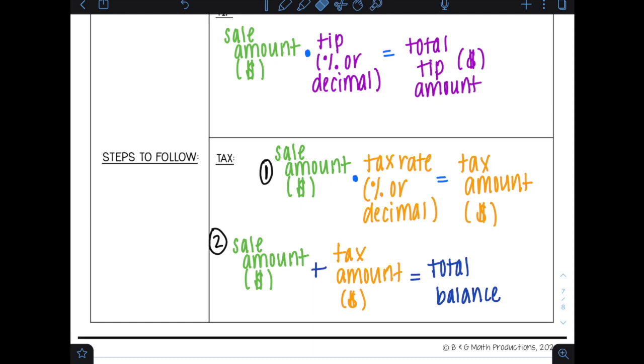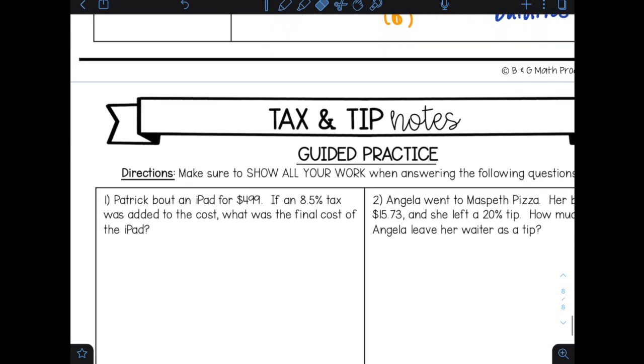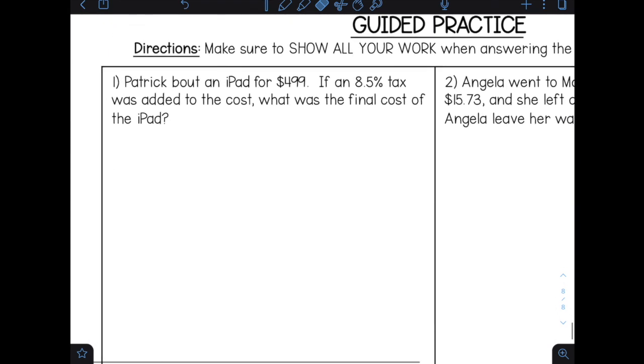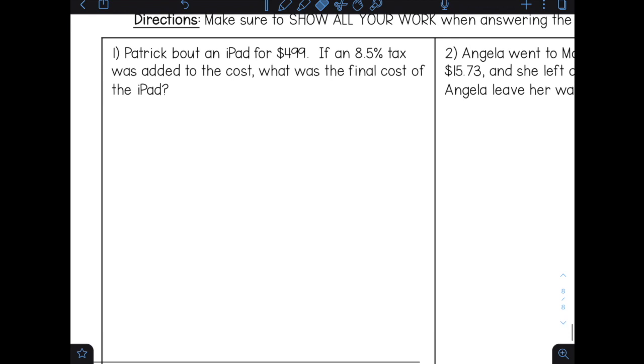So let's try our guided practice questions. So our first question here, Patrick, is it, oh, it's supposed to be Bott.